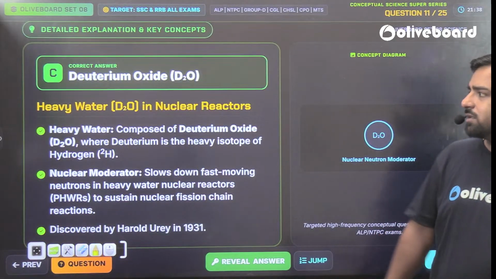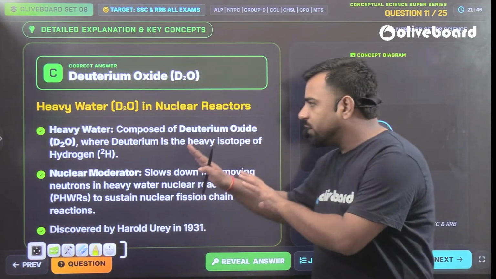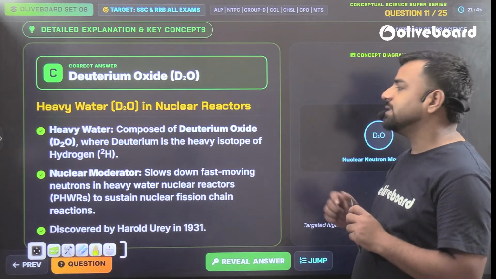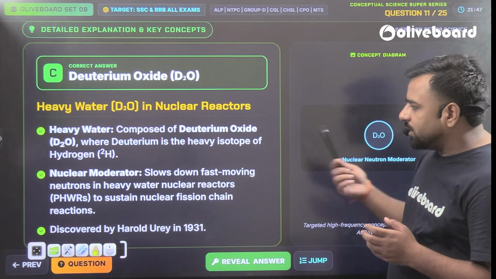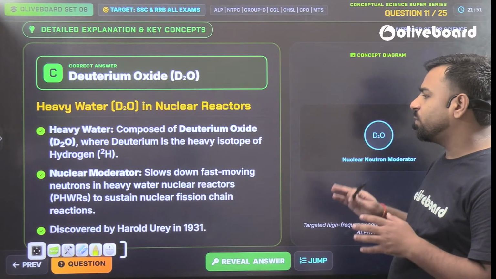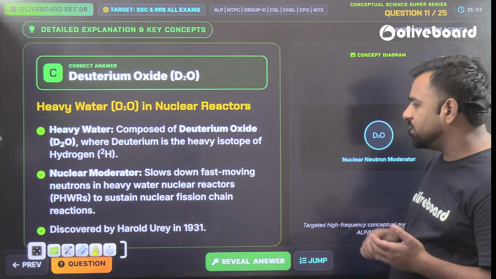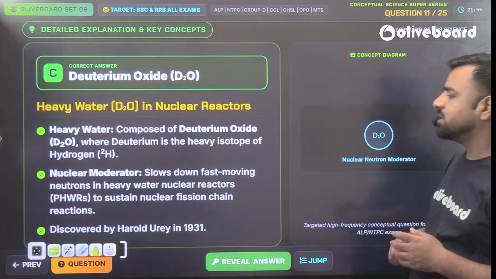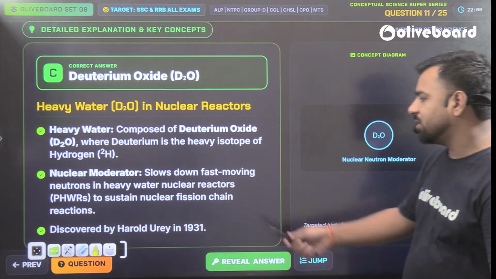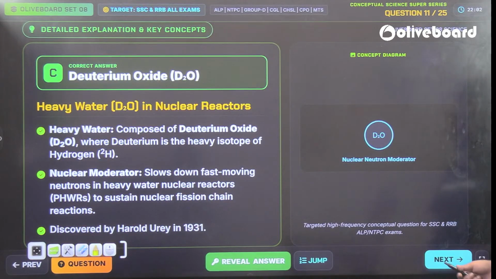Talking about heavy water, it is composed of deuterium oxide, where deuterium is the heavy isotope of hydrogen. As a nuclear moderator, it slows down fast moving neutrons in heavy water nuclear reactors to sustain nuclear fission chain reactions. And who discovered it? It was discovered by Harold Urey in 1931.